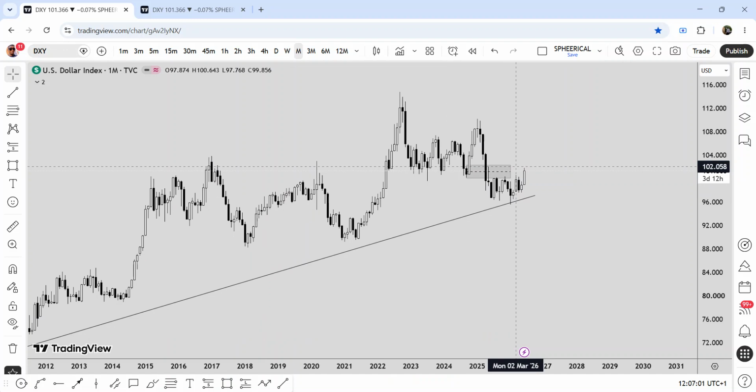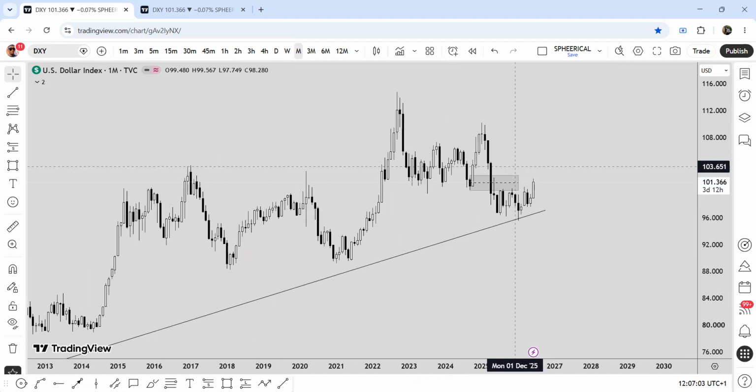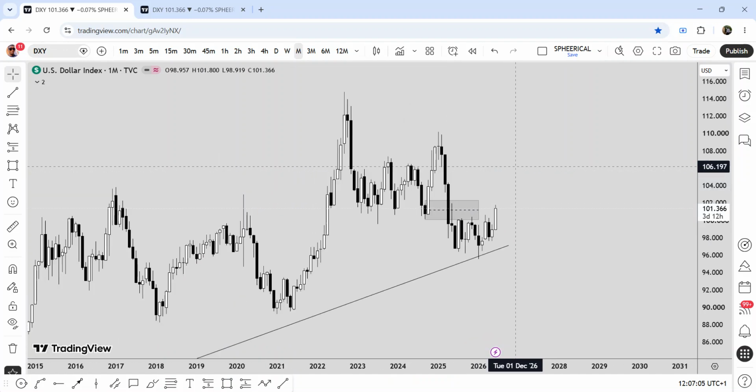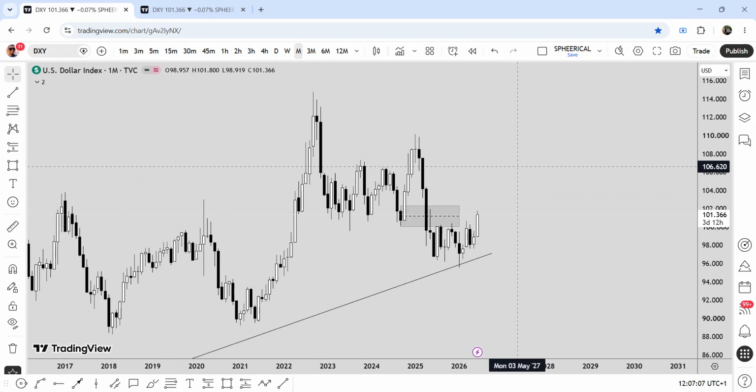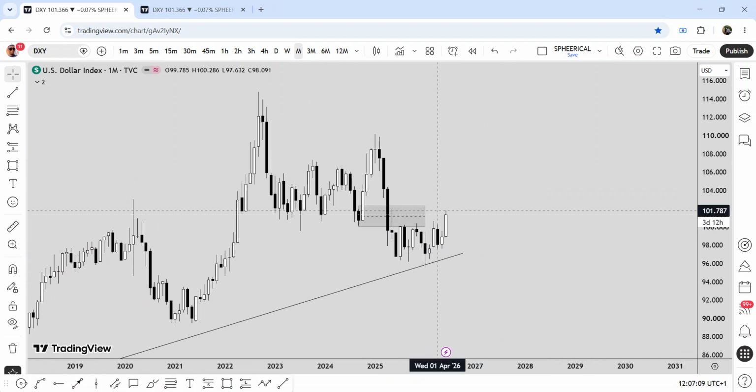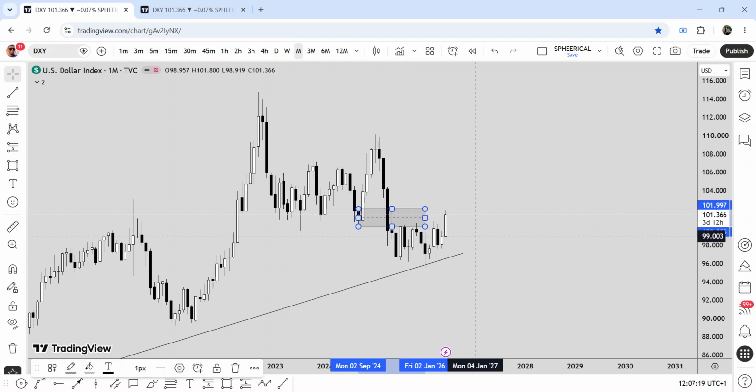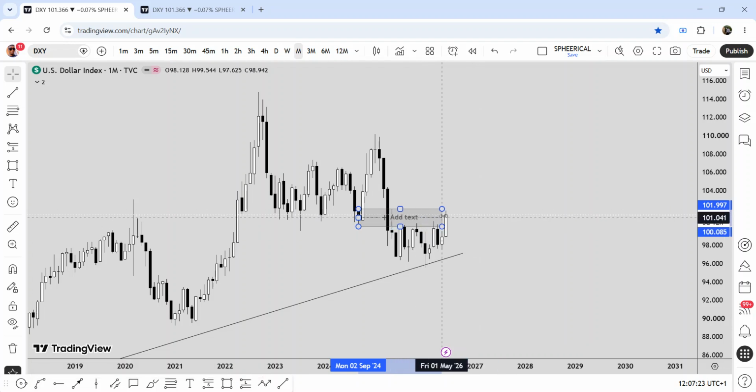Let me zoom in so that you will see it better. There's another block there. It is very, very obvious. You can see it. There's another block in this zone. There's another block here. You can see it. This is it. And since that other block has been invalidated, it has turned to a breaker block, and that is actually where this market is at the moment.